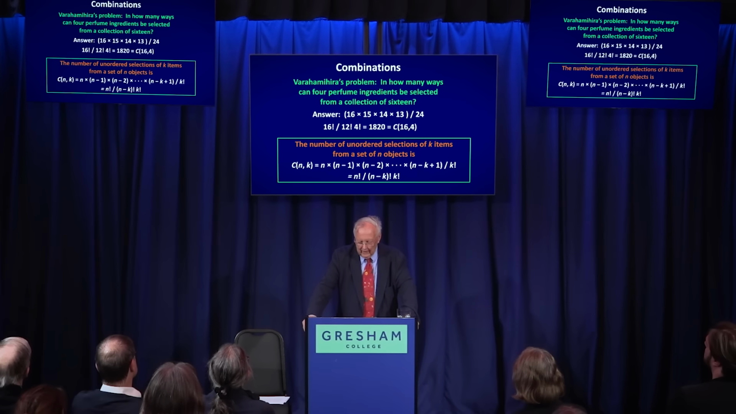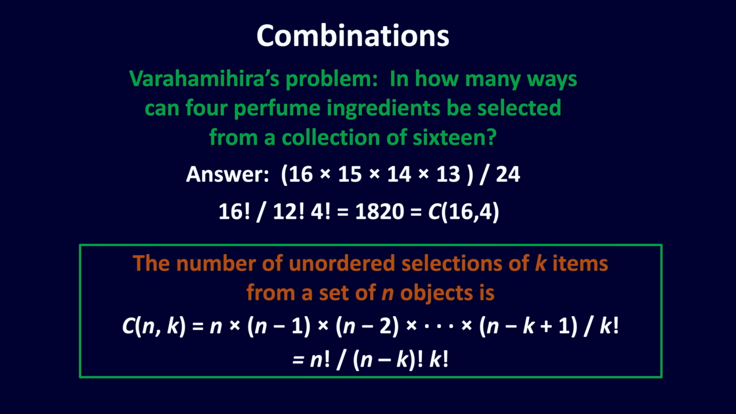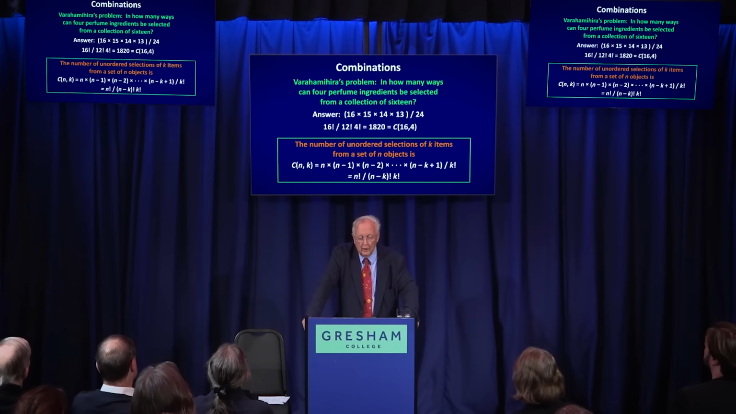Now, earlier we met problems on combinations of objects. And to explore these further, we return to Varahamihira's problem. In how many ways can 4 perfume ingredients be selected from a collection of 16? If the order of selection mattered, there would be 16 ways of selecting the first ingredient, 15 ways for the second, 14 for the third, and 13 for the fourth, giving a total of 16 times 15 times 14 times 13 selections. And you notice that number is 16 factorial over 12 factorial.